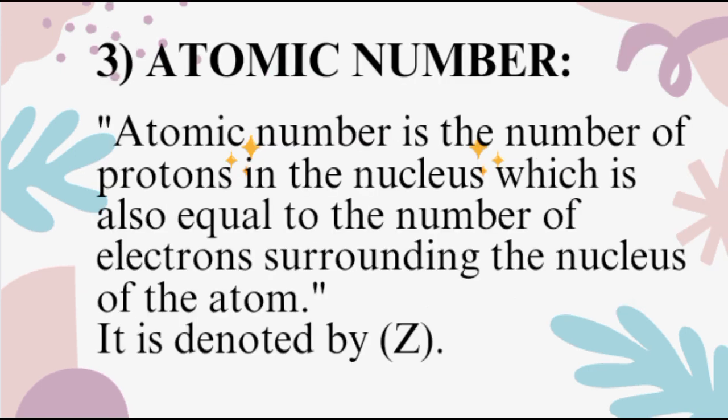Definition number 3, atomic number. Atomic number is the number of protons in the nucleus, which is also equal to the number of electrons surrounding the nucleus of the atom. It is denoted by Z.